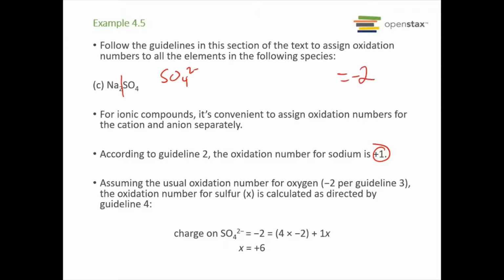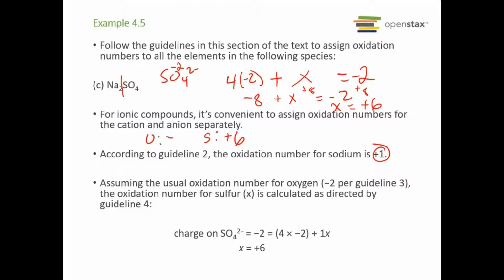Okay, so we know for SO4, I need -2. Oxygen has an oxidation state of -2, and I have 4 of them, plus some x for sulfur. So I have -8 plus x equals -2. Add 8 to both sides, so x equals +6. So the oxidation state of sulfur is +6, the oxidation state of oxygen is -2, and the oxidation state of sodium is +1.